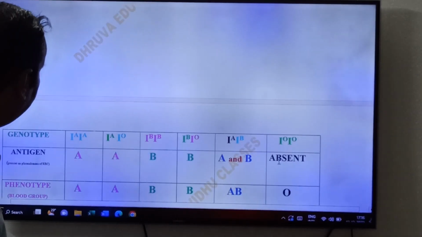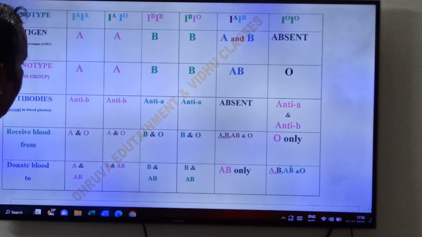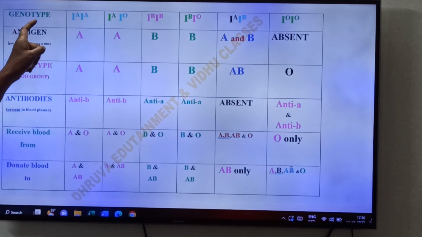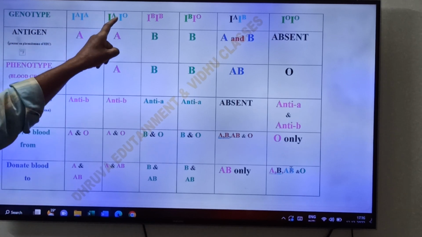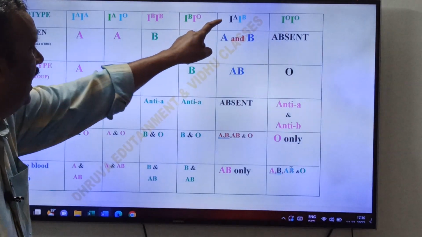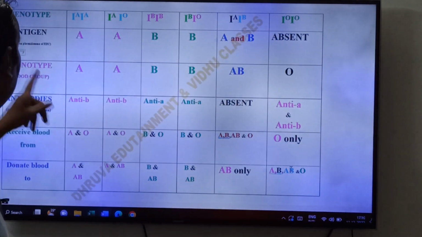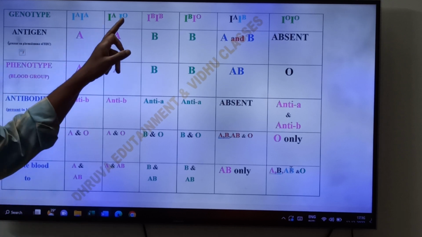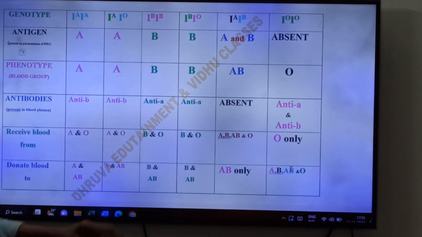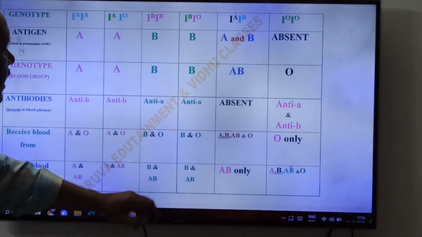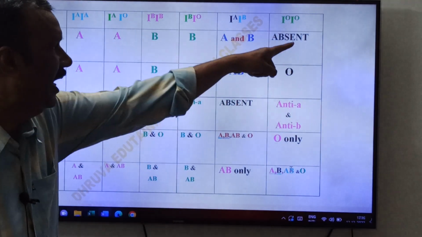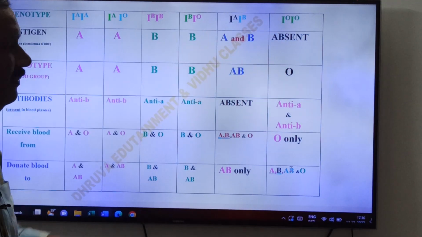Okay friends. So this is one more chart friends. I have given all the characters of the blood group. See, genotypes IAIA, IAIO, IBIB, IBIO, IAIB, IOIO. See, what is the antigen friends? IAIA, they produce A antigen. IAIO also produces A antigen. IBIB B antigen, IBIO B antigen, IAIB A and B antigens, IOIO there are no antigens, absent friends.